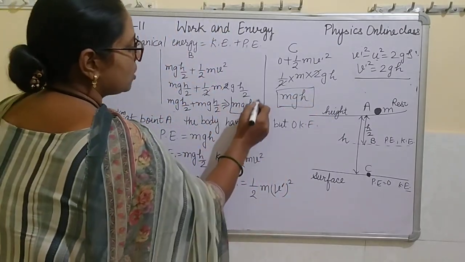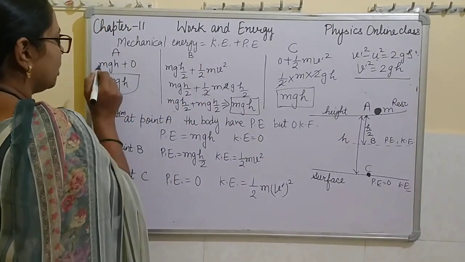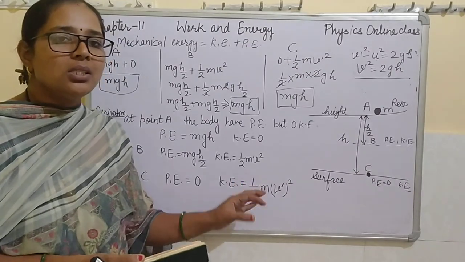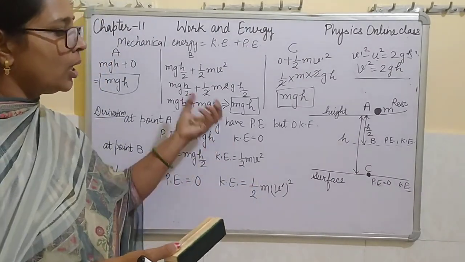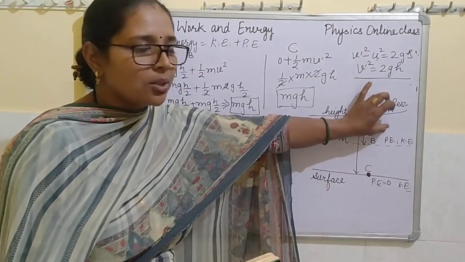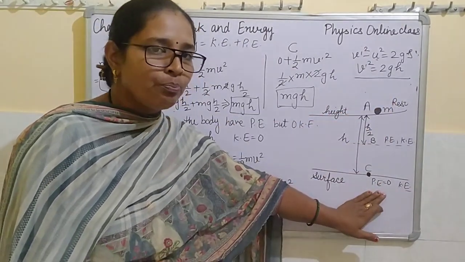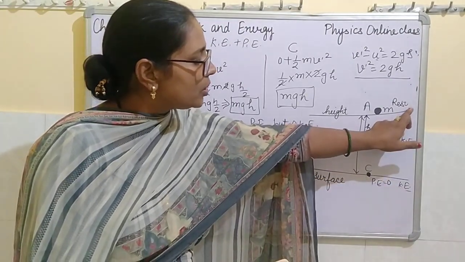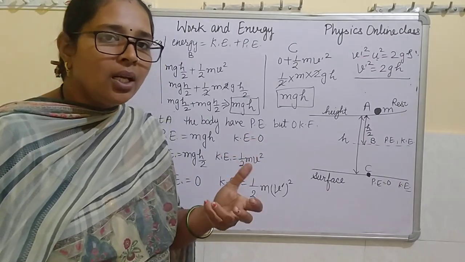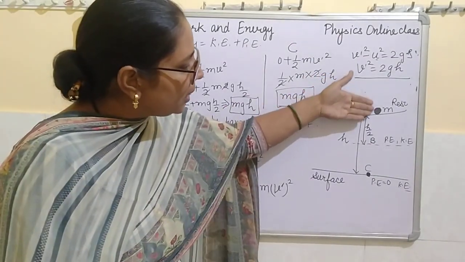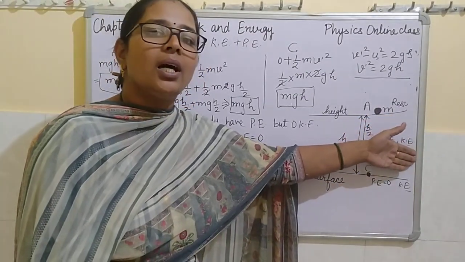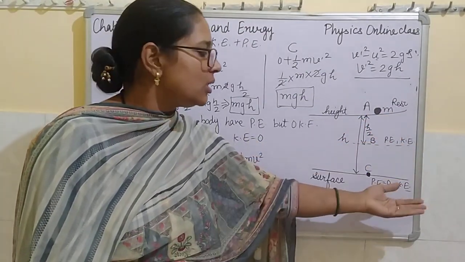As the total energy is mgh at every point, that means we can say that the total energy of the body is constant. Here potential energy is decreasing, here it is maximum and then it comes down to 0. And the kinetic energy is initially 0 but here it becomes maximum. So what we can say? We can say that the decrease in potential energy is equal to the gain or increase in kinetic energy of the body.